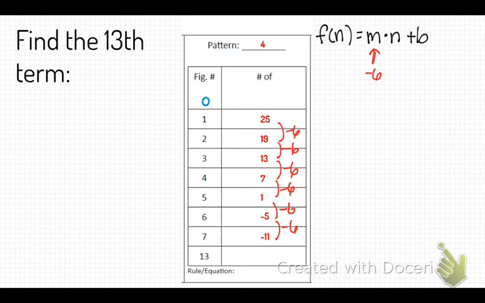So something minus 6 gave me 25. So if I want to find it, I can add 6. And what is 25 plus 6? 31. So let's see if our zero term is 31. Let's plug it in. Okay. So then I have n plus. So that means f of n equals negative 6n plus 31.